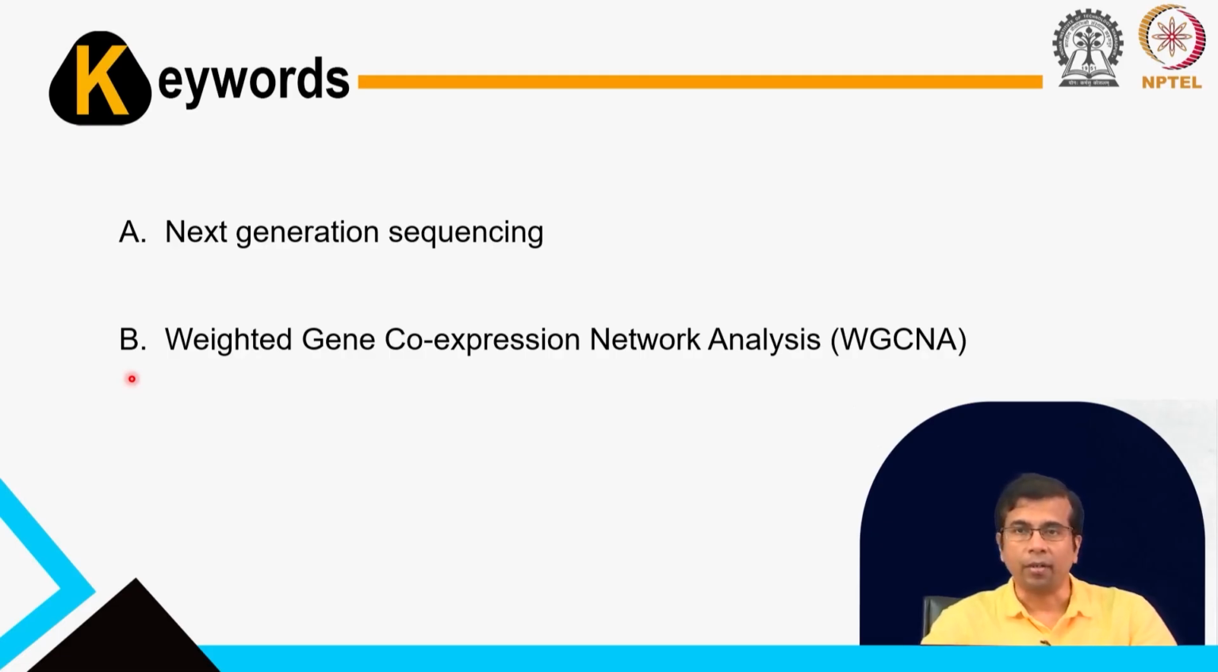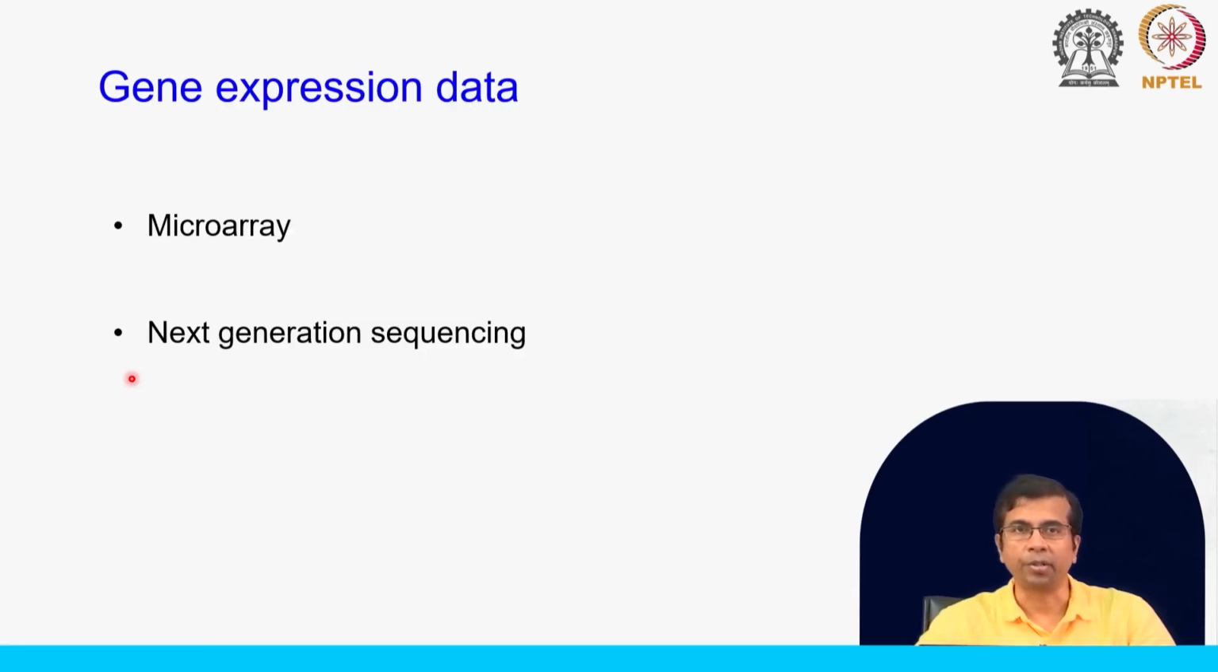So, let us now start with gene expression data, a very brief introduction. We get gene expression data from microarray experiments. Earlier it used to be microarray experiments, but currently it is mostly next generation sequencing data. Next generation sequencing platforms generate a huge amount of data. So, what is gene expression data? We have samples, and for each sample we get expression values of all genes.